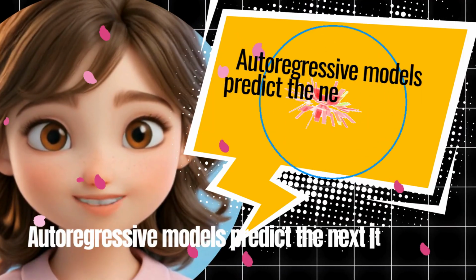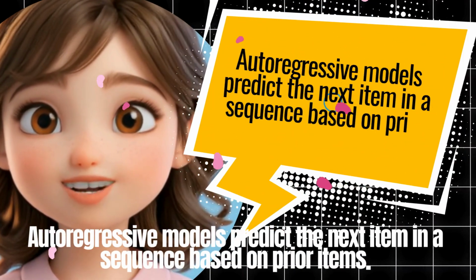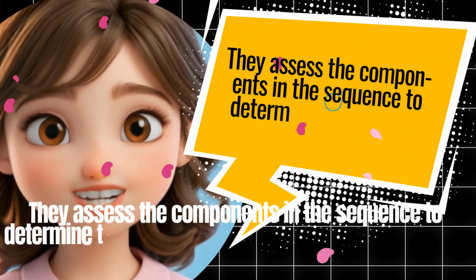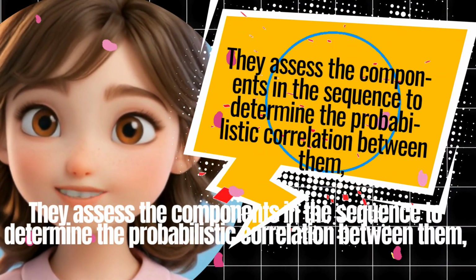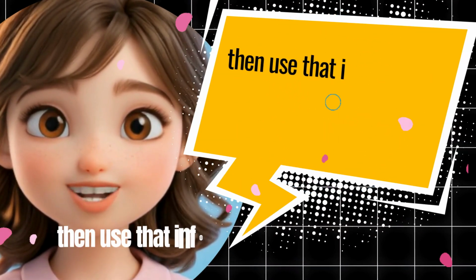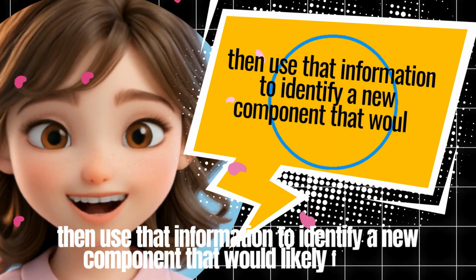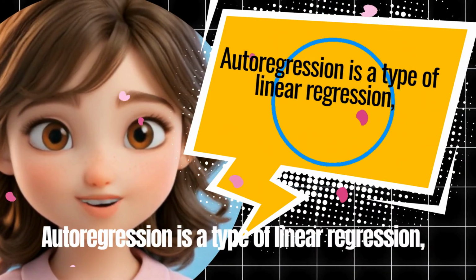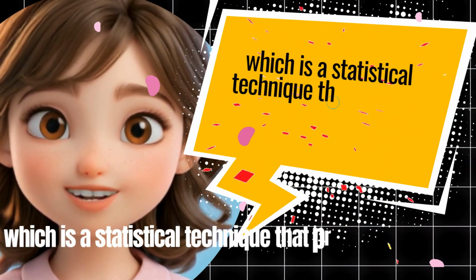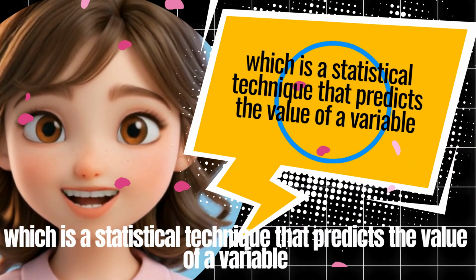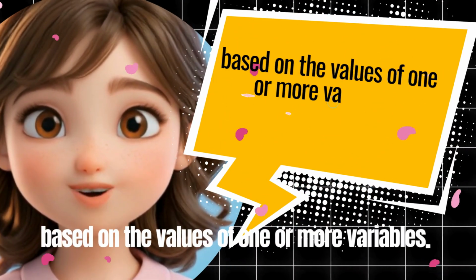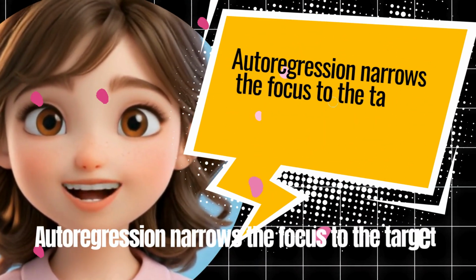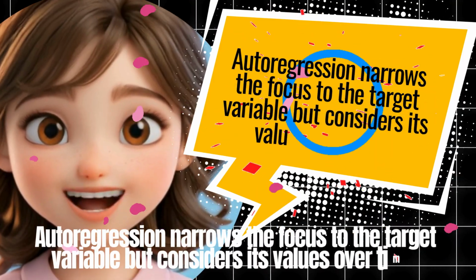Autoregressive models predict the next item in a sequence based on prior items. They assess the components in the sequence to determine the probabilistic correlation between them, then use that information to identify a new component that would likely follow. Autoregression is a type of linear regression, which is a statistical technique that predicts the value of a variable based on the values of one or more variables. Autoregression narrows the focus to the target variable but considers its values over time.